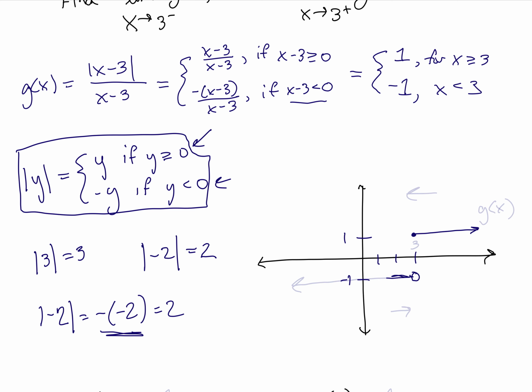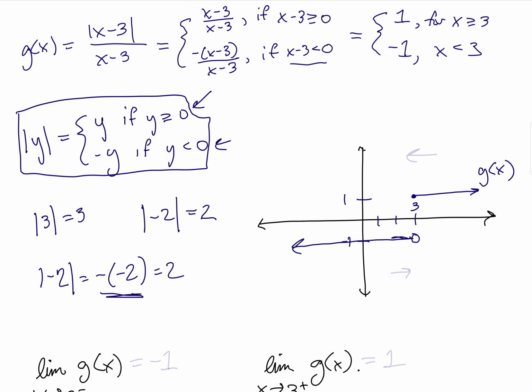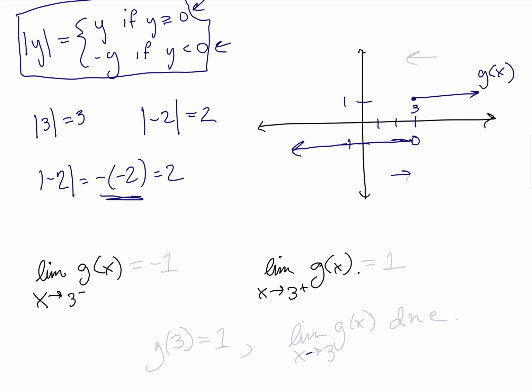But after that, the function is equal to negative 1 for x less than 3. So this is the graph of our function g of x, and now we can find both the left and right-hand limits. We say that as x approaches 3 from the left-hand side, the output of the function approaches negative 1, whereas as x approaches 3 from the right-hand side, the output of the function approaches positive 1.